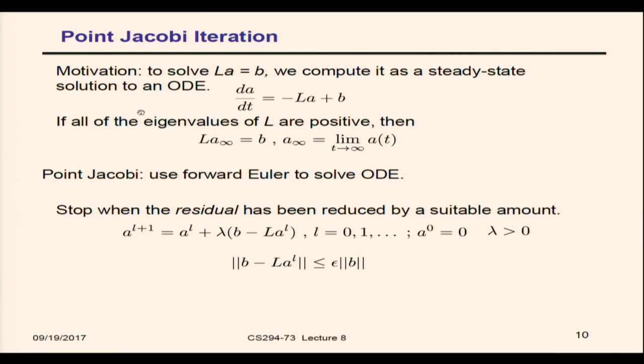If all the eigenvalues of L are positive, then L A infinity is equal to B, and A infinity is the limit as t goes to infinity of A of t. So this works equally well for ODEs. Use forward Euler just as we did before, with some lambda, some pseudo time step. And we stop when we have reduced the residual by enough. All this should be quite familiar to you by now.